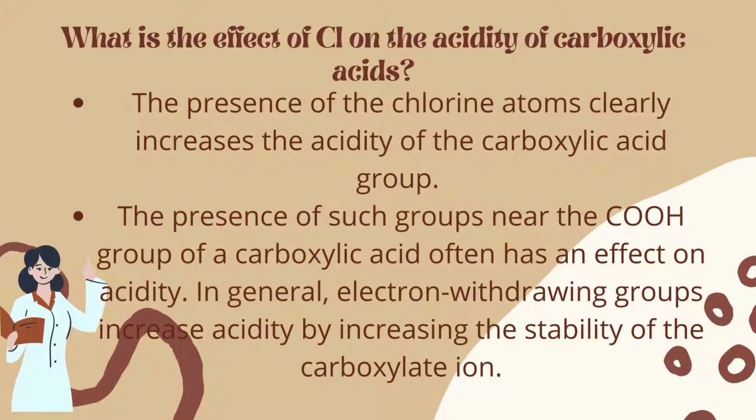From the question below, what is the effect of Cl on the acidity of the carboxylic acids? The presence of the chlorine atoms clearly increases the acidity of the carboxylic acid group because the presence of such groups near the COOH group of a carboxylic acid often has an effect on acidity. In general, electron-withdrawing groups increase acidity by increasing the stability of the carboxylate ion.